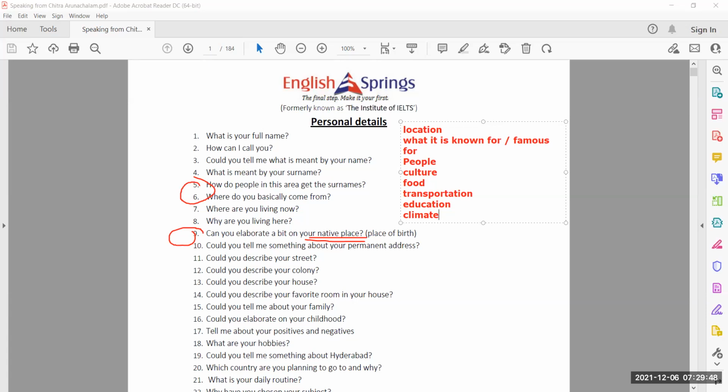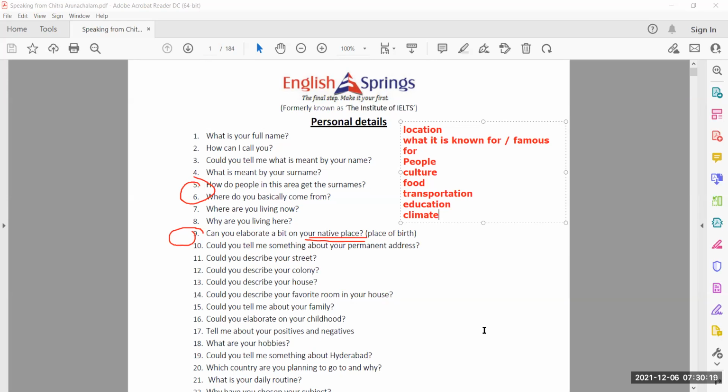Okay, see, these cues are so helpful not only when you're asked to talk about your hometown. If he or she asks you about any place, definitely these cues will be so useful. So first is location, next one is what it is known for or famous for, then people, culture, food, transportation, education, and climate. Okay. And another thing which is very important, please do not repeat the question.